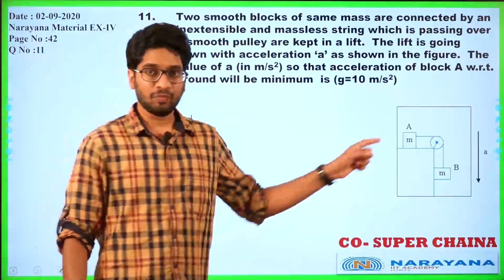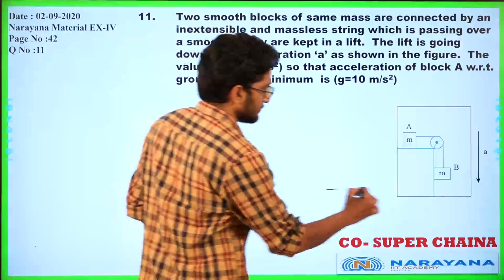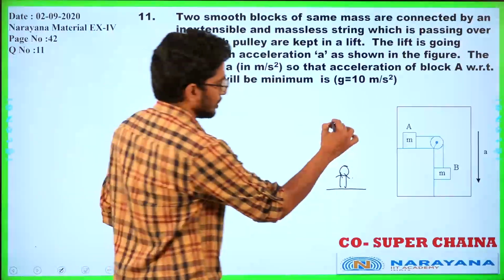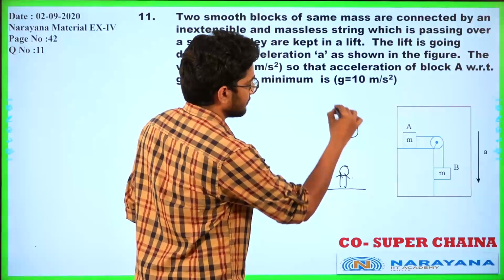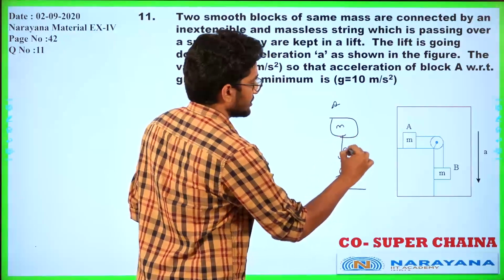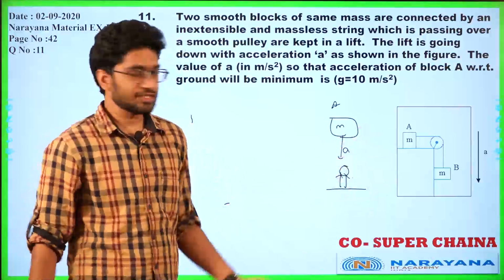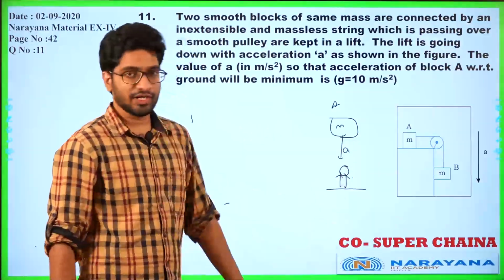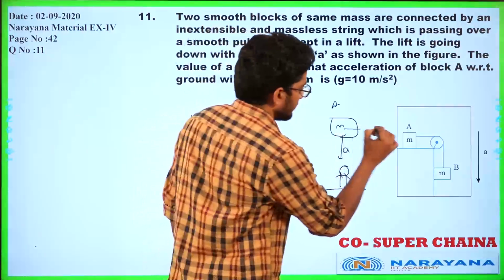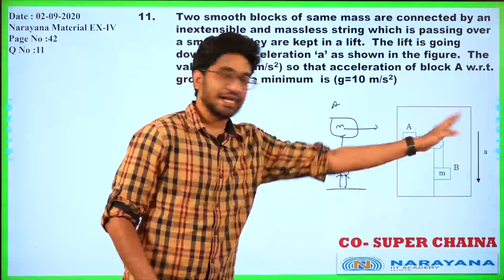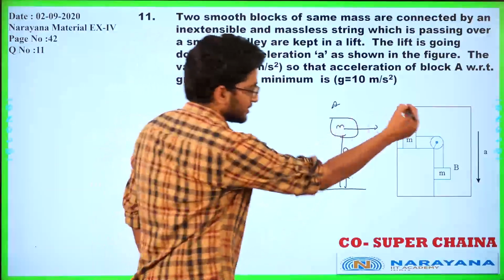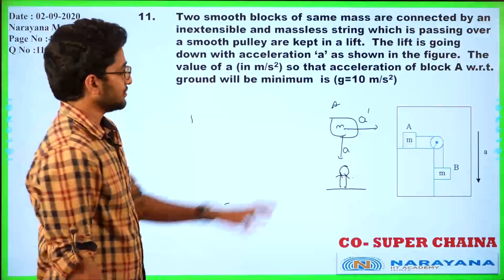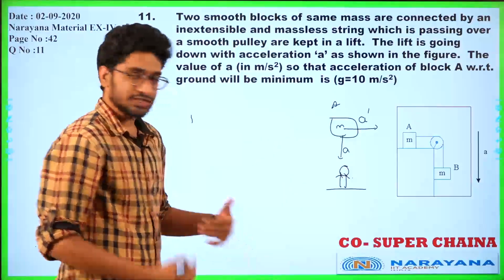So I need the acceleration of block A with respect to ground. That is, if I take an observer on the ground, what does he observe? He says block A is moving down with acceleration a, because it is inside the lift. The lift is moving down with acceleration a, so the block should also move along with it, right? And because of this string it may also slide in the horizontal direction. So he says it is moving in the horizontal direction also, let's say that is a dash.